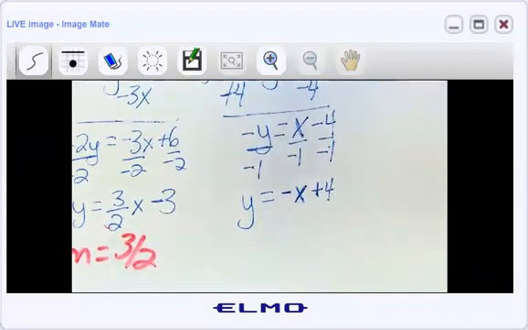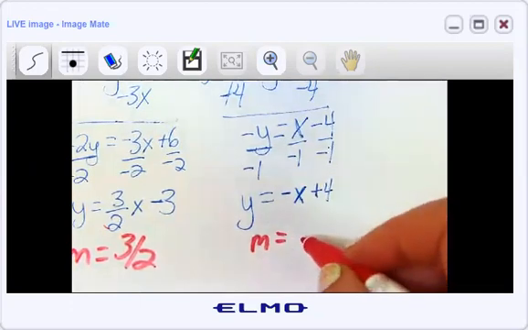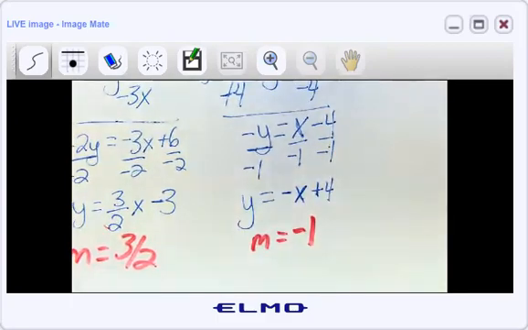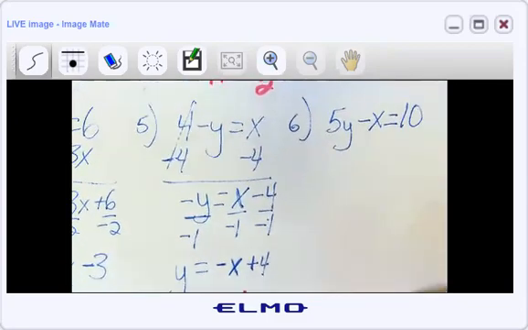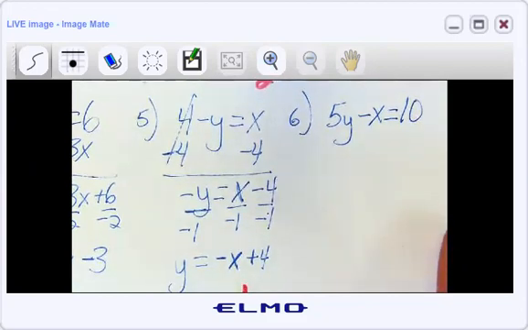So what's my slope in this one? -x. Oh, you're close. It's just a number, though. It's -1. Yes, just -1. Perfect. Okay, last one of these. Let's look over here. All right, I want to get y by itself, so what am I going to do first this time?